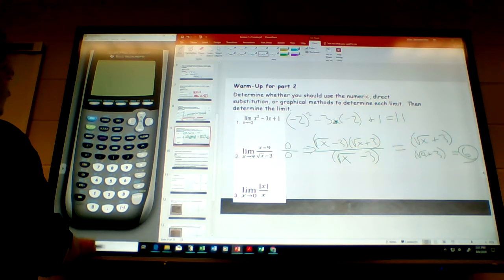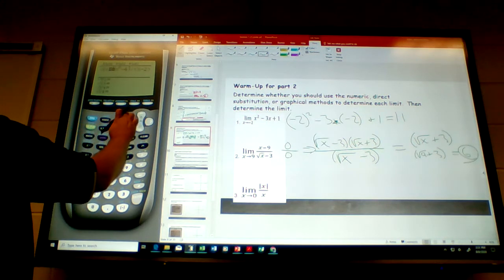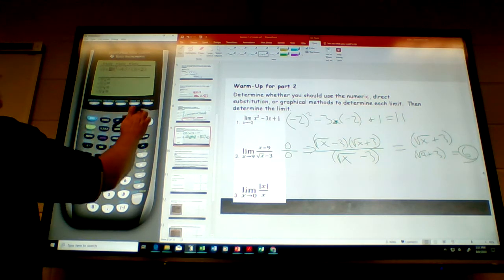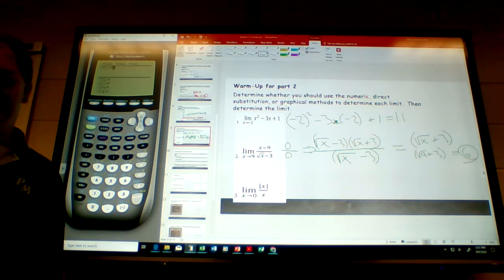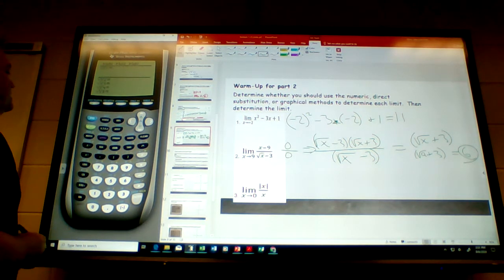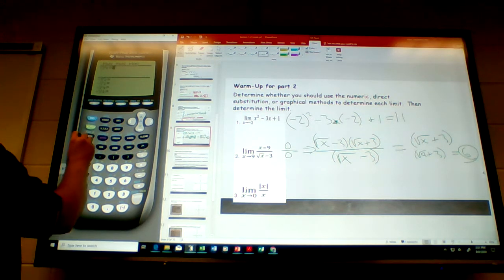And let's look at the third one. Now, obviously, from looking at that, you're going to have to use the graphing method. So here's how it works. If you've never graphed an absolute value before, here's how it works.